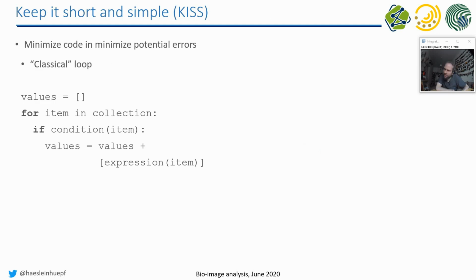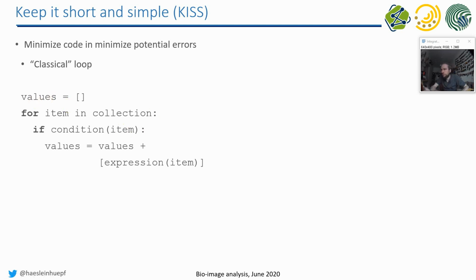In Python, there are a couple of concepts which are thought of for simplifying code or for writing code in a way that is more convenient. So this is basically something you have used already last week. We start with an empty array. We have a for loop going over a certain collection. We check if for every item in this collection some condition is fulfilled, and if yes, we add to our values, we add a new entry.